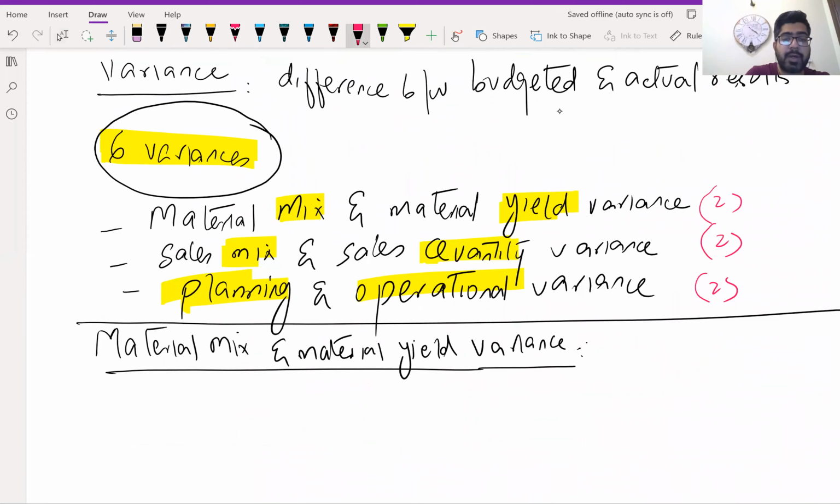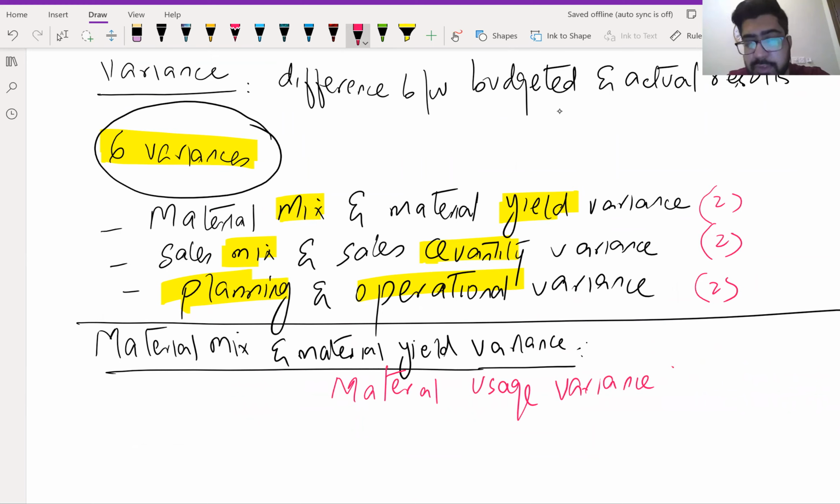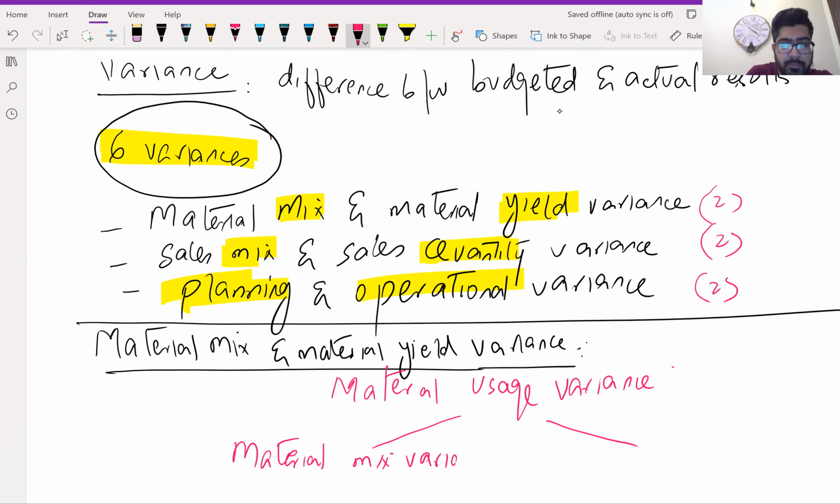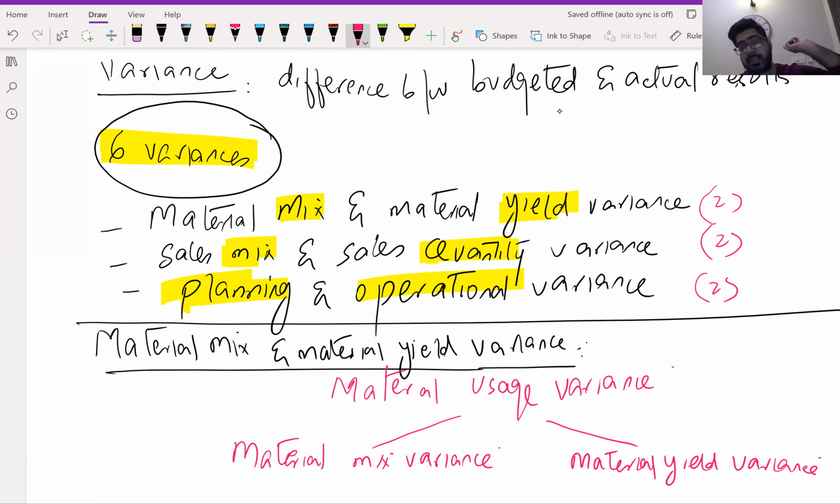In your previous studies, you might have heard about a variance called material usage variance. In advanced studies, this material usage variance is broken into 2 parts. One part is called material mix variance, and the other part is called material yield variance.